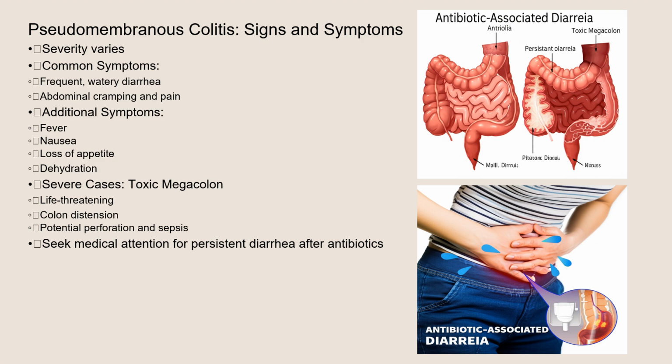The signs and symptoms of pseudomembranous colitis can vary in severity. The most common symptom is frequent, watery diarrhea, often accompanied by abdominal cramping and pain. Some individuals may also experience fever, nausea, loss of appetite, and dehydration. In severe cases, the condition can lead to toxic megacolon, a life-threatening complication where the colon becomes severely distended, potentially leading to perforation and sepsis. If you've been on antibiotics and experience persistent diarrhea, it's crucial to seek medical attention promptly.